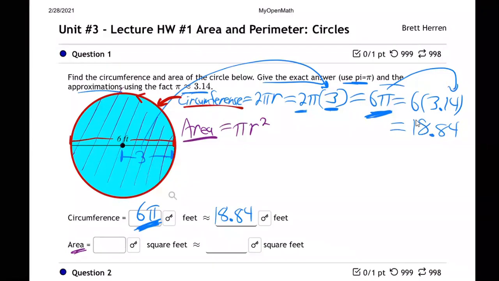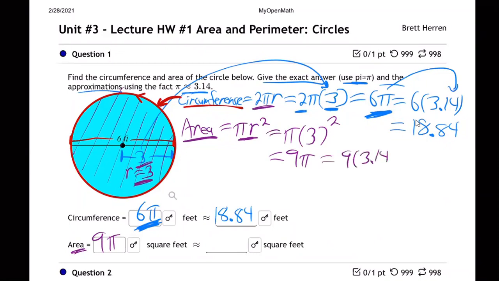Very similar, right? See how similar these two formulas are, but for area, the r is squared because area is in square units. So pi times r, again, the r is 3, halfway across the circle. So pi times 3 squared. 3 squared means 3 times 3. So that's 9 pi. They want the pi answer first, and then they want you to plug in 3.14 for pi and give that answer. And I'm getting 28.26.